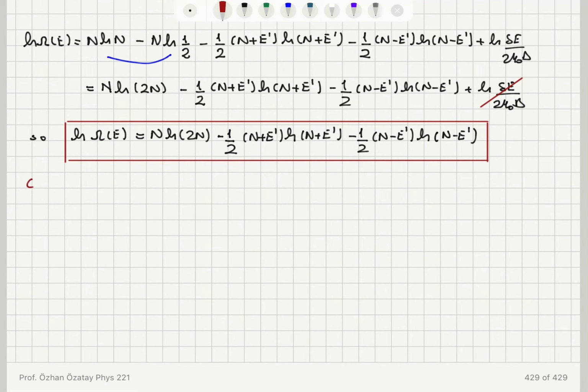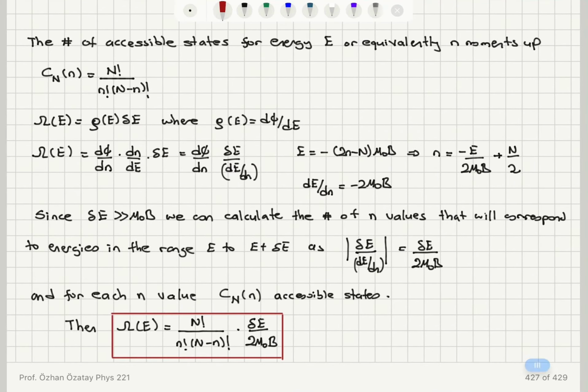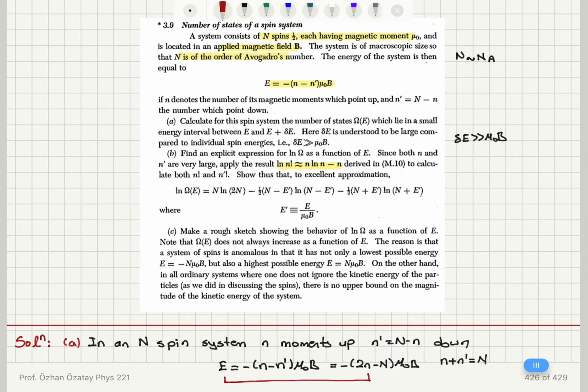Okay, so for part C, make a rough sketch showing the behavior of ln omega as a function of E. Note that omega E does not always increase. The reason is that a system of spins is anomalous in that it has not only a lowest possible energy minus capital N mu 0 b, but also a highest possible energy plus N mu 0 b.